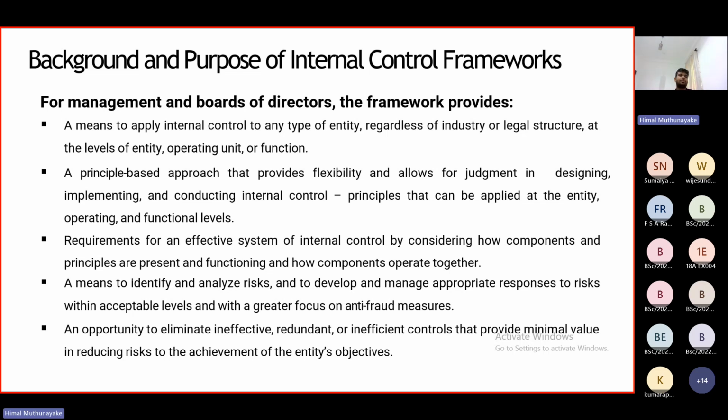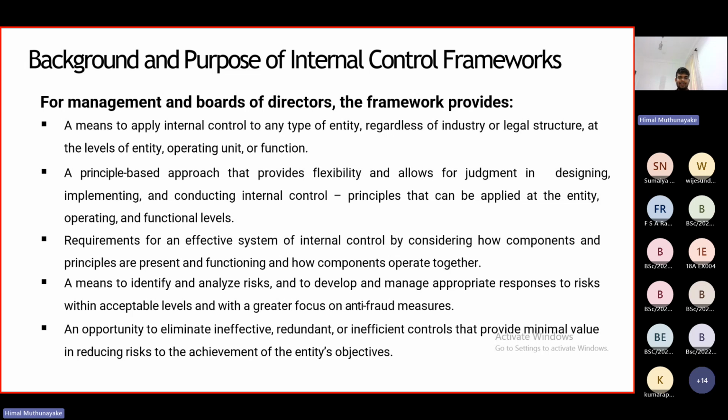So this framework is a principle-based framework, right? But it provides some flexibility, so you can use some judgment. You can do some designing, implementing, and conducting of internal controls with judgment, right? It also sets requirements for an effective system of internal control by considering how components and principles are present and functioning and how the components operate together. So don't worry about these components and principles, I will teach you, right?